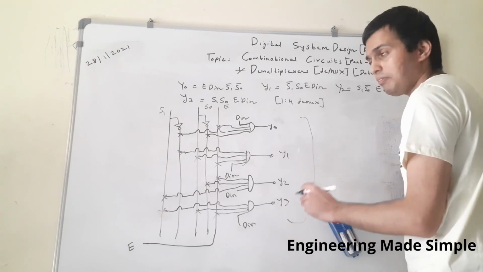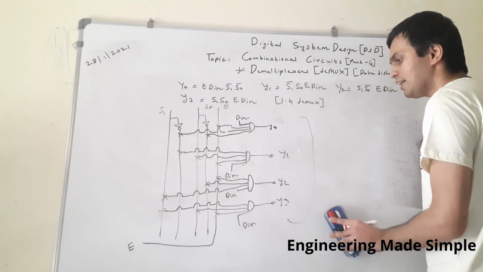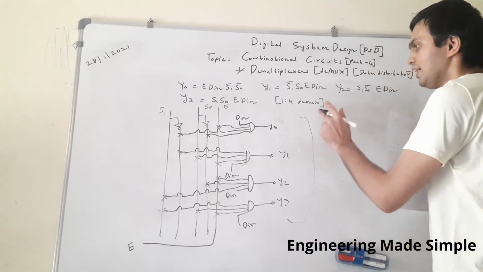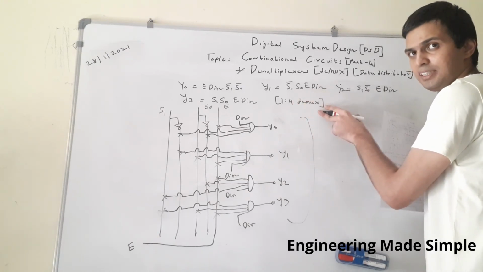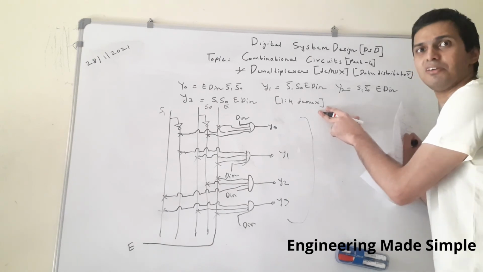So this is the implementation of the 1:4 demultiplexer using basic gates. Similarly, you can do this type of analysis for 1:8 demux, 1:16 demux, and 1:2 demux. So that's all for the day.